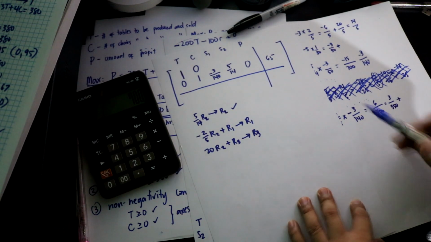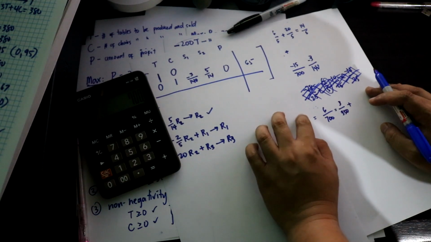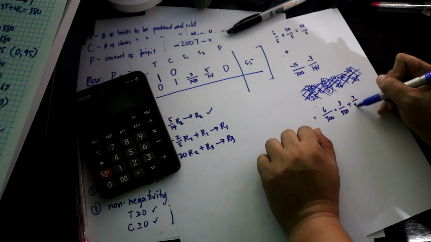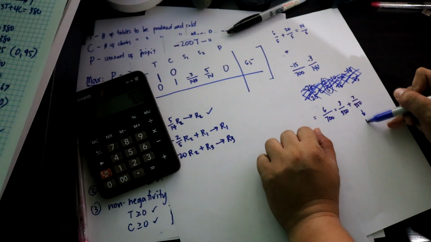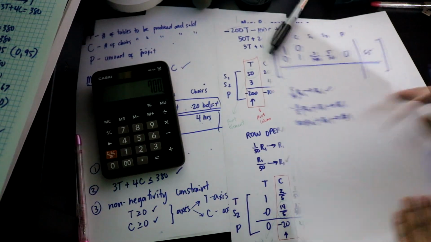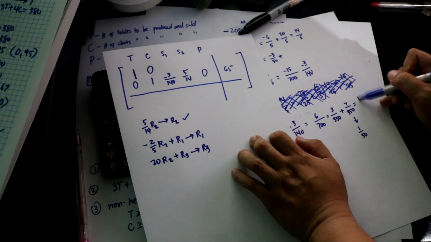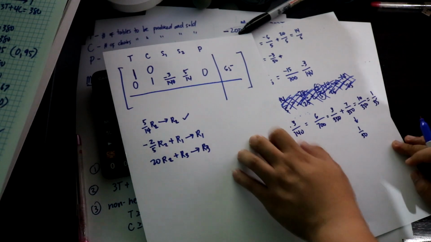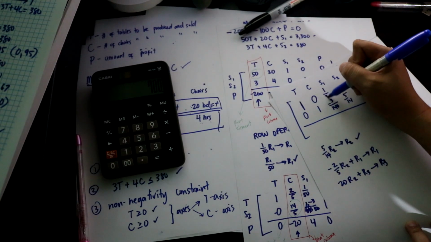Plus 1 over 50. But 1 over 50 can also be expressed as 7 over 350. 7 over 350 is just the same as 1 over 50. So 3 over 350 plus 7 over 350 is 10 over 350, or in lowest terms 1 over 35. So let's place 1 over 35 here.